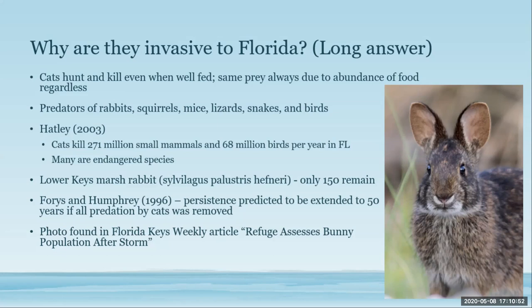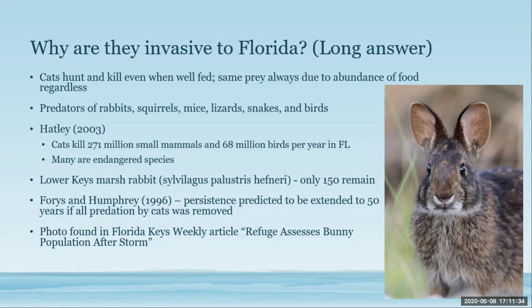A lot of these are endangered species, such as this little fella to our right. We have a Lower Keys marsh rabbit in this image. This one is endemic to the Lower Keys, meaning that it's only located in the Lower Keys. When I read this study, it stated that there were only around 300, but mind you, this study was in 2003. I looked at the statistics now and it said that there are only around 150 individuals remaining. As for whether it's actually cats that are affecting this population, the answer would be yes. It's very likely that cats are one of the biggest threats to these marsh rabbits.